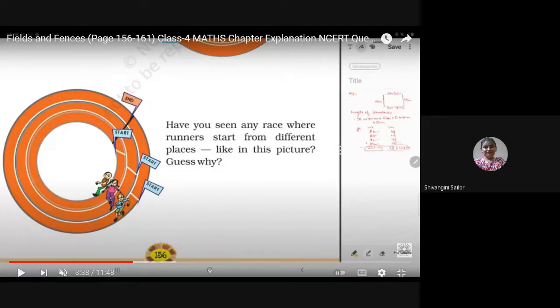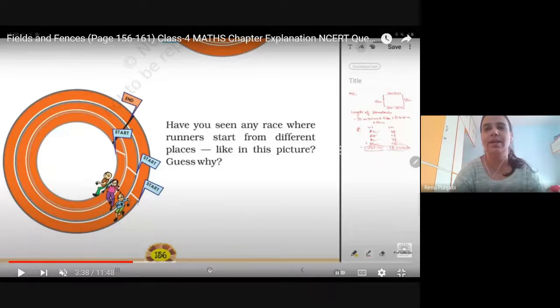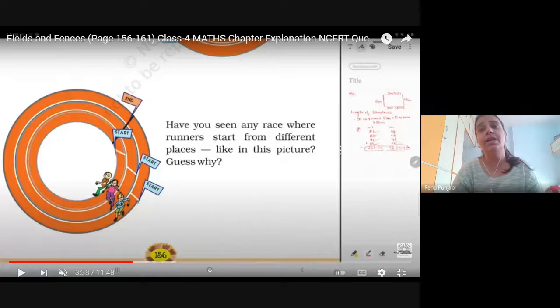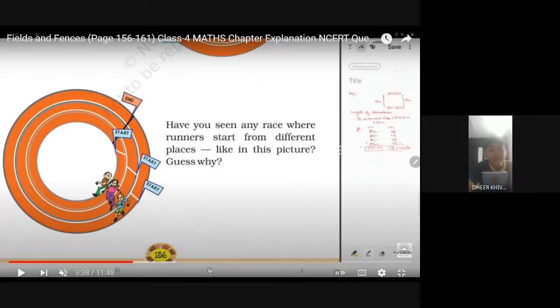No, I don't think so. Yes, Shivani. Ma'am, it's because when the race starts, everyone will start at one time. That's why there are different places for everyone. But see, if there are different places for everyone at the starting point, then how will they decide the end point then? Yes, Pritika.